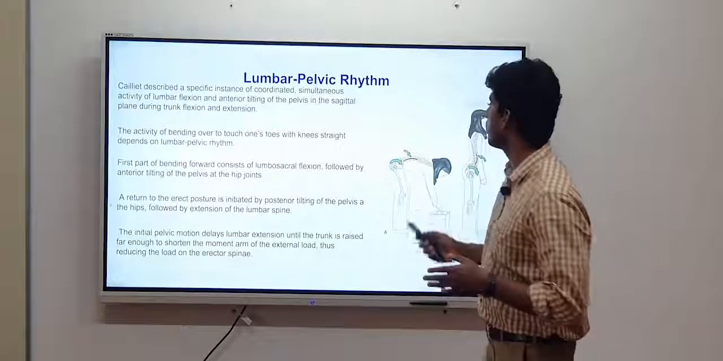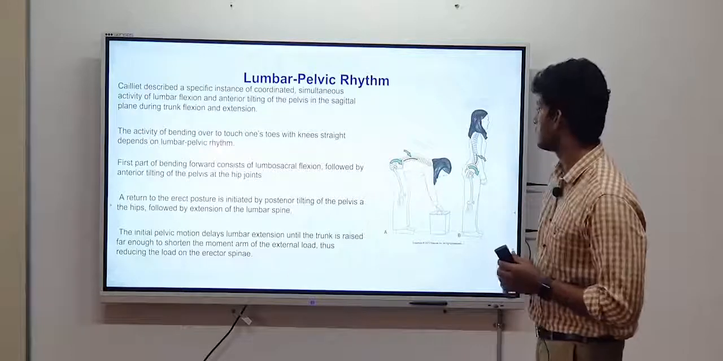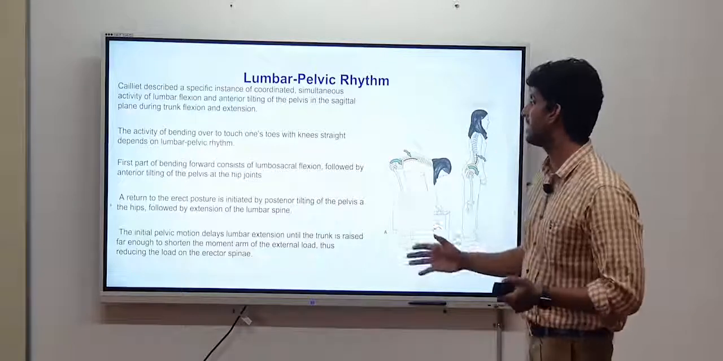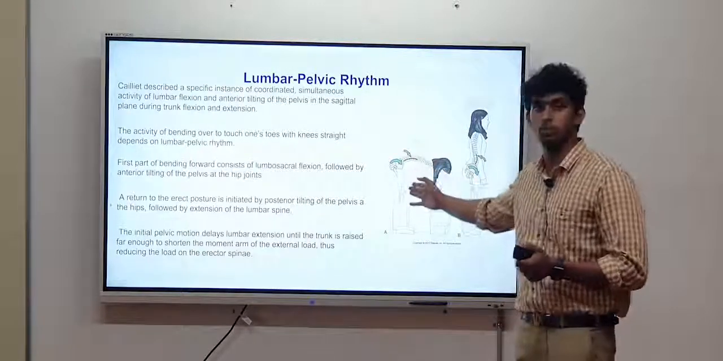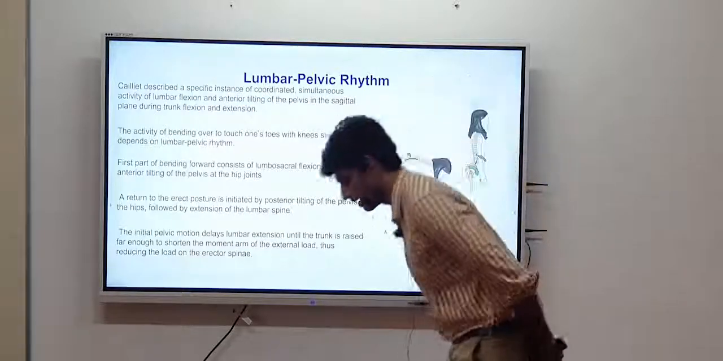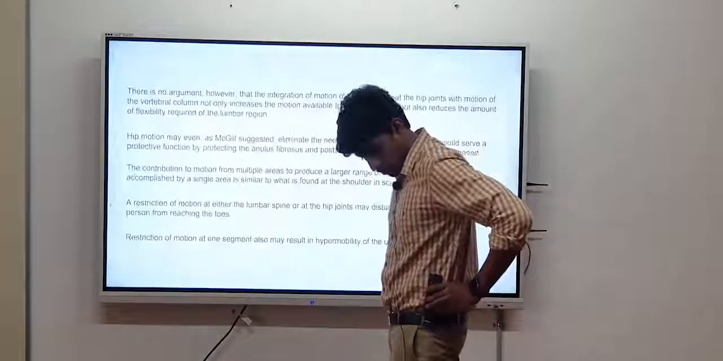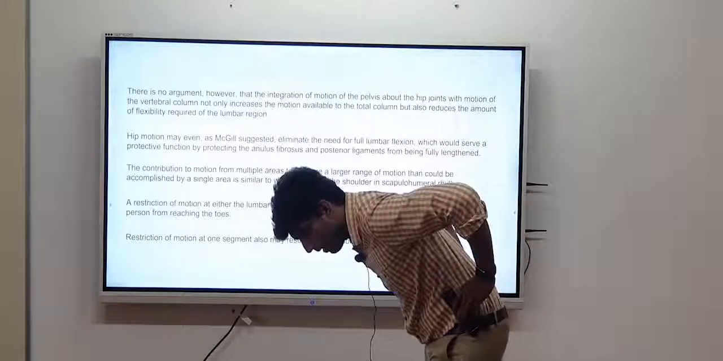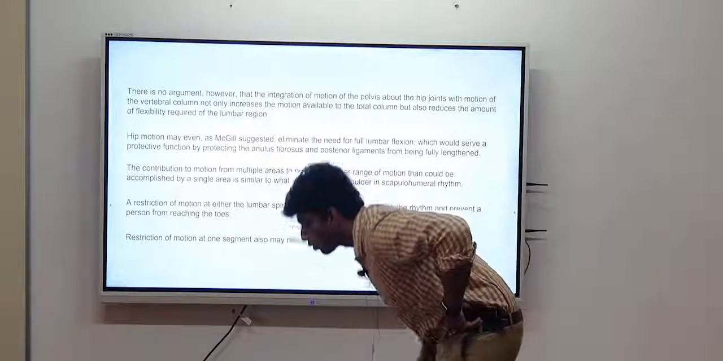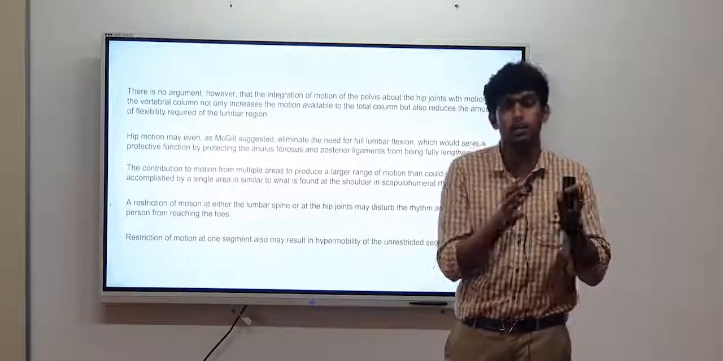So the activity of bending over to touch one's toes with knees straight depends on the lumbo-pelvic rhythm. The first part of bending consists of lumbosacral flexion followed by the anterior tilting of the pelvis at the hip joint. That's what I explained right now. A return to the erect posture is extension. For example, if you're bending like this, consider this as my hip. If we want to go in front, the hip has to tilt anteriorly, as well as the lumbar lordosis will change. The lordotic curve will be transferred into a kyphotic curve.